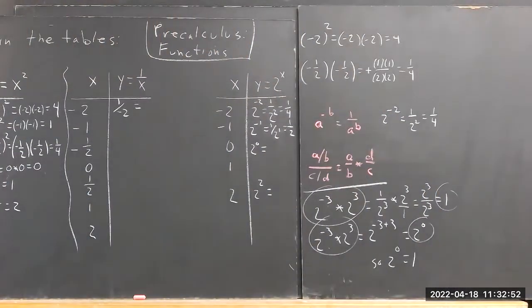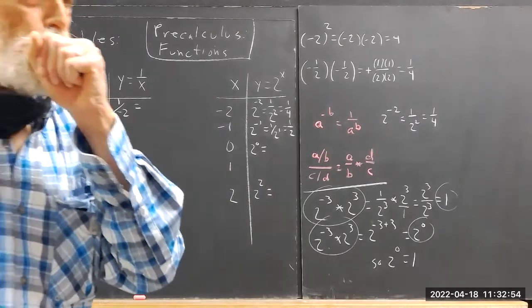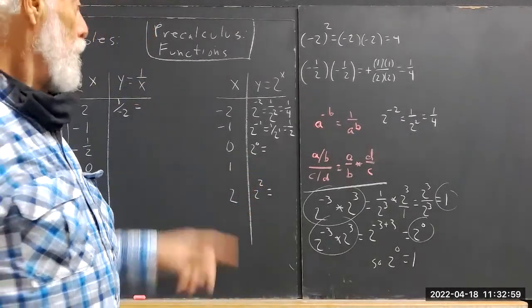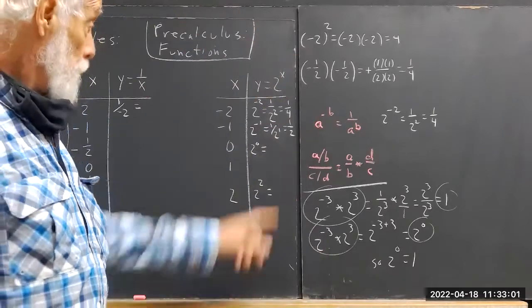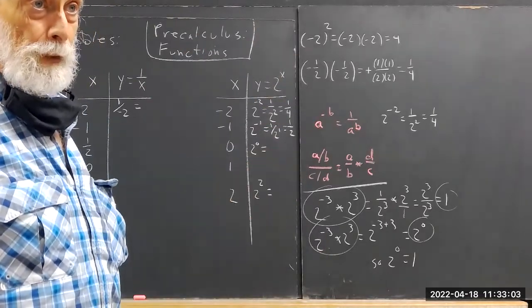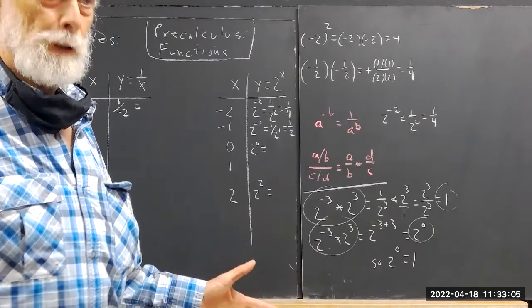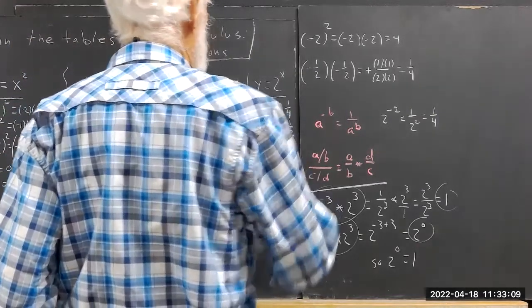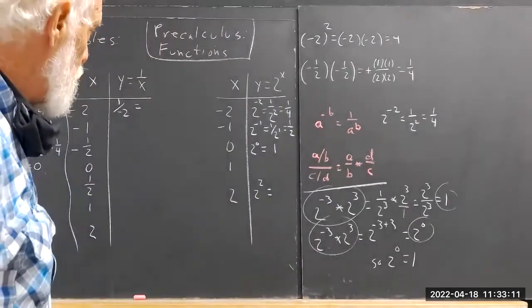So 2 to the 0 better be 1. Now, a real common error: when we graph this, if you think that's 0, it messes up the graph terribly. Your graph just doesn't make any sense anymore. So 2 to the 0 is 1, and you're going to see that on the graphs.